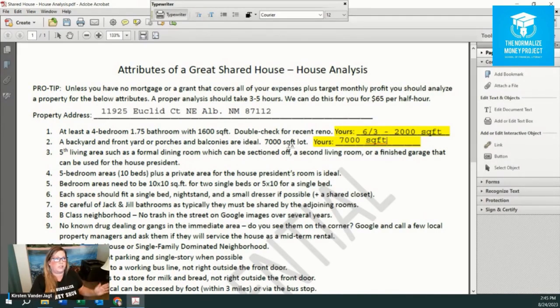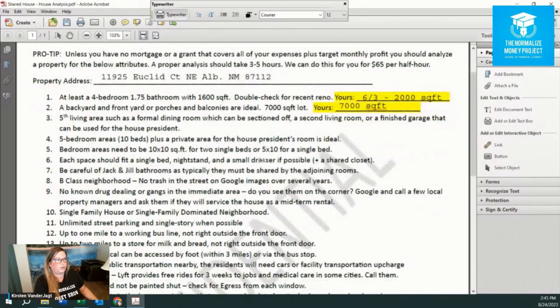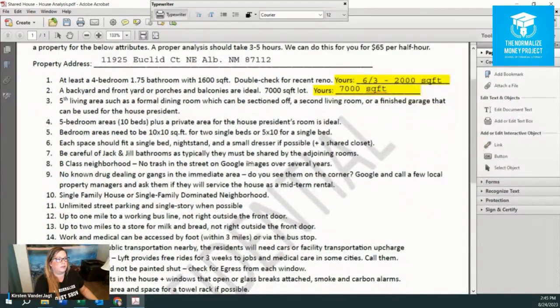Of course, there are lots of single family residences that are available. And so let's just keep on keeping on here. Number 3, we talked about just right now, a fifth living area, such as a formal dining room, which can be sectioned off, a second living room, or a finished garage that can be used for the house president. So we're always looking for extra spaces when we are looking at houses.